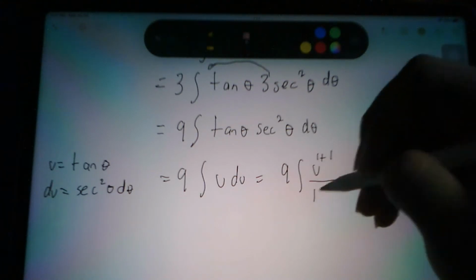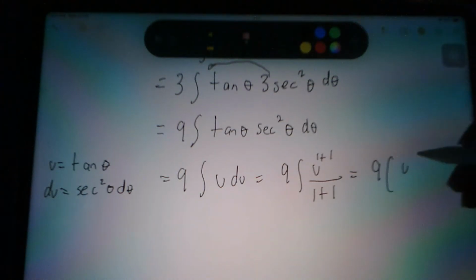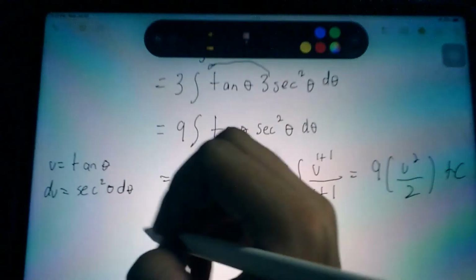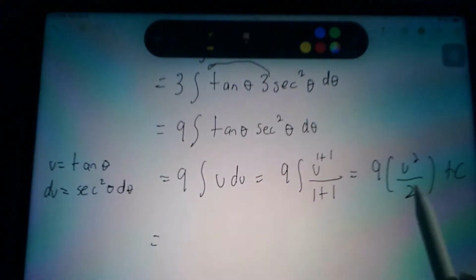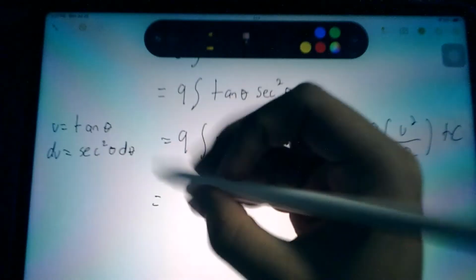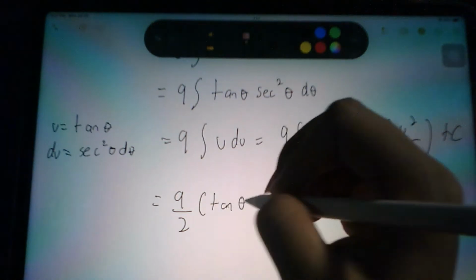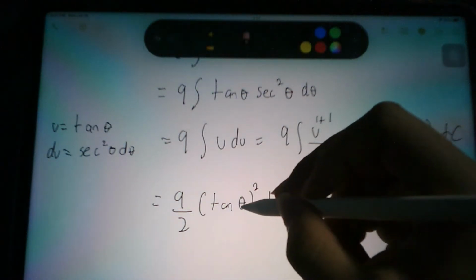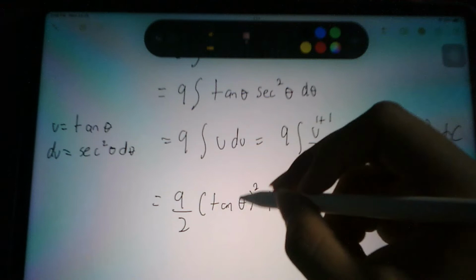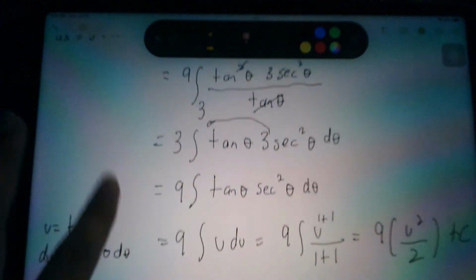This is 1 plus 1, and this will become 9 times u squared over 2 plus c. So by simplifying this and putting our u here into our original equation, this will become 9 halves times tangent theta squared plus c. But we are missing the value of tangent theta here. So how do we do this? It's easy.